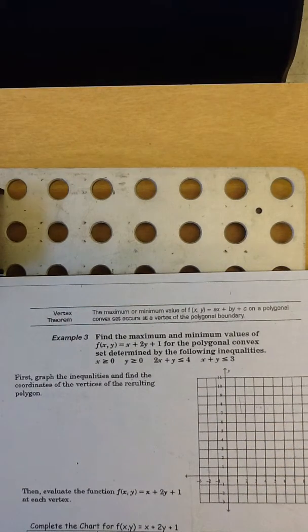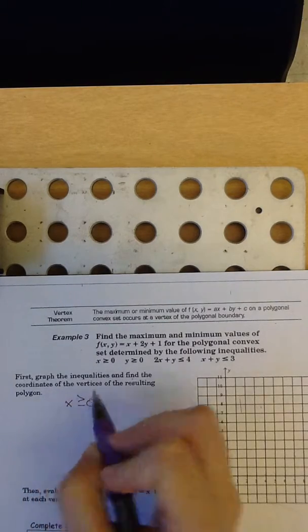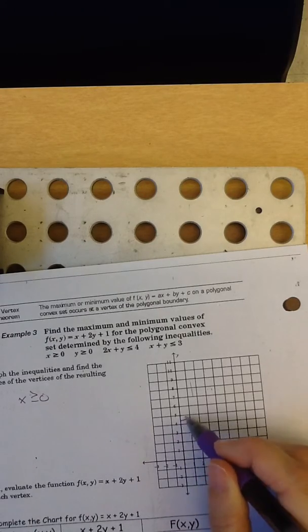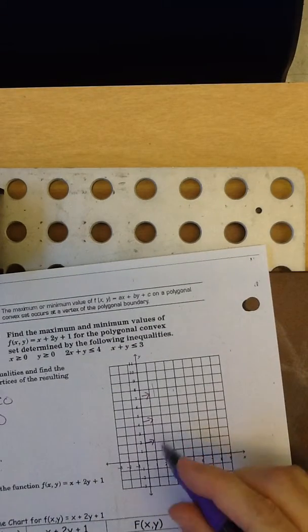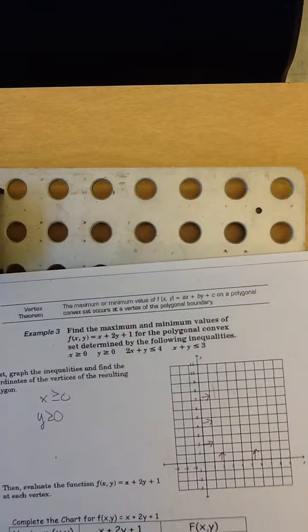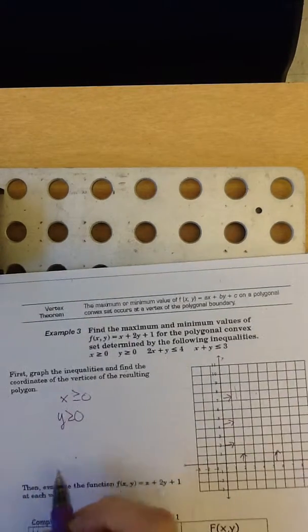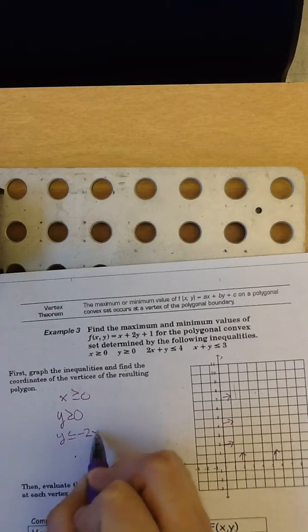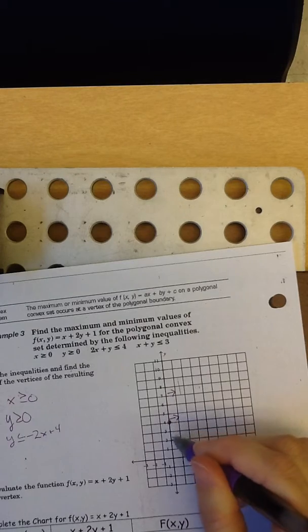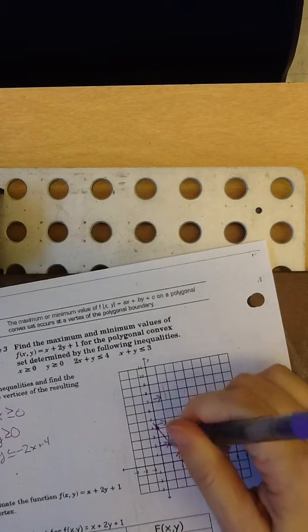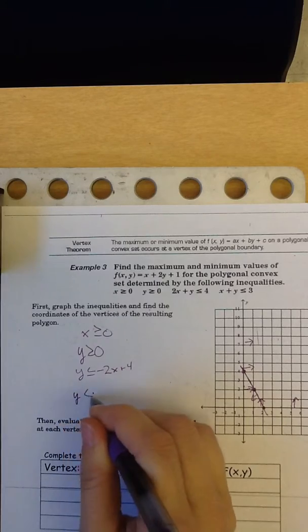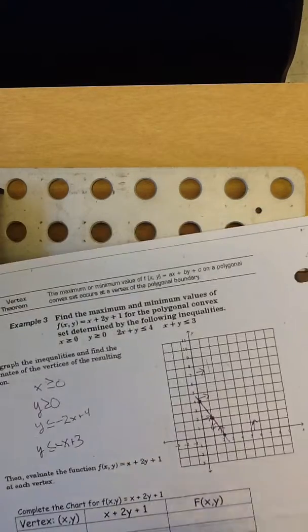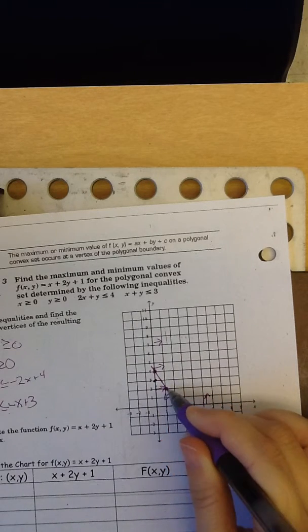Find the maximum and minimum values of this function for the polygonal convex set determined by these inequalities. So, x is greater than or equal to 0 means you're going to be to the right of the y-axis, only the positive axis. y greater than or equal to 0 means you're going to be above the x-axis, only positive y's. Then solve the others for y. So y is less than or equal to negative 2x plus 4. y-intercept of 4, slope of negative 2. And I'm only going to be under that line. And finally, x plus y is less than or equal to 3. So y is less than or equal to negative x plus 3. y-intercept of 3, slope of negative 1.